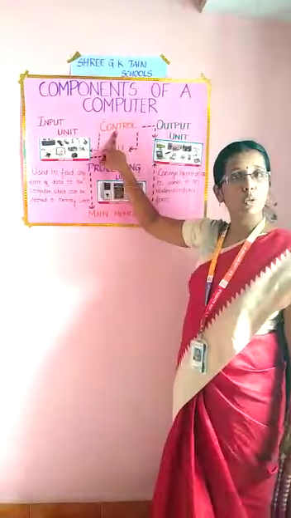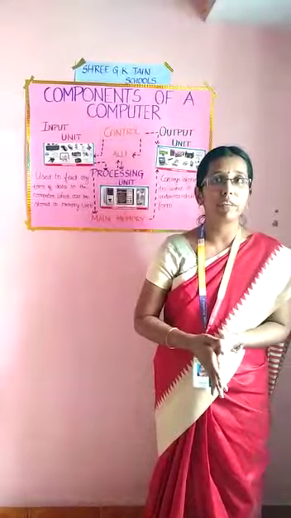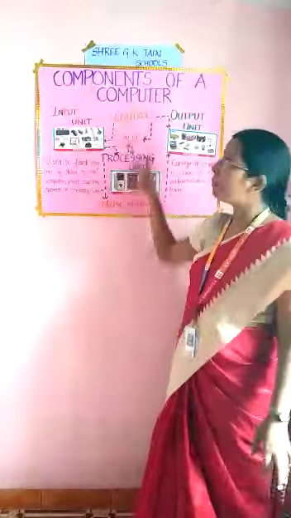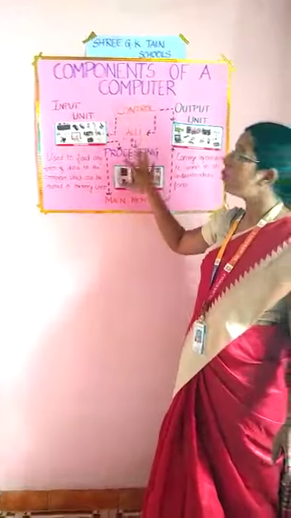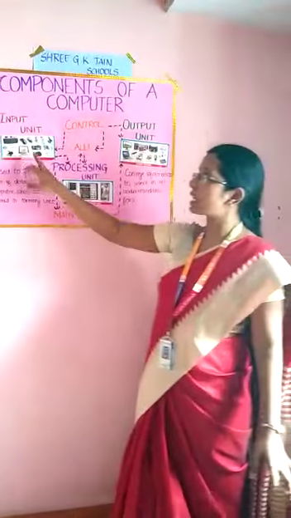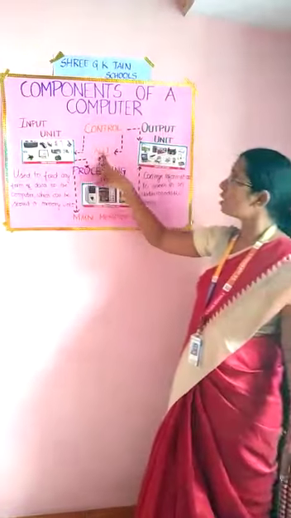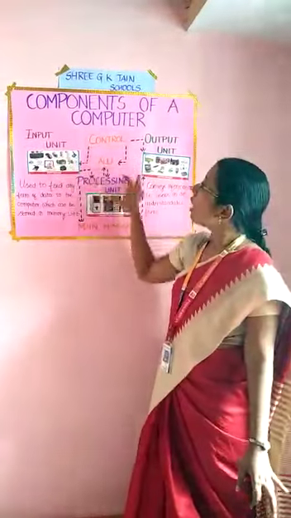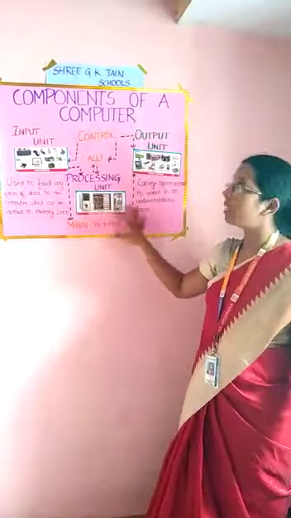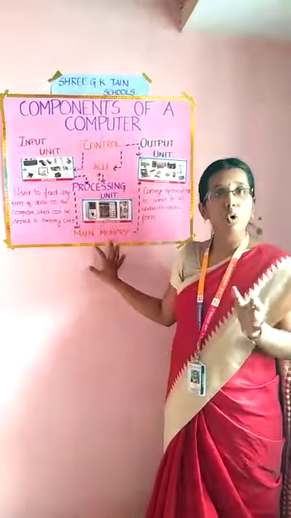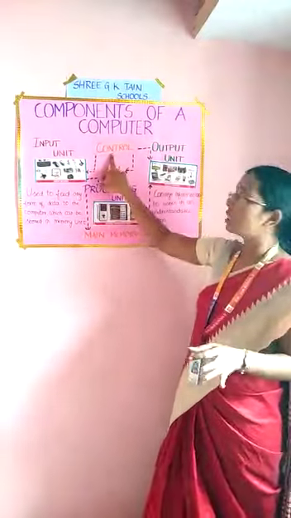And control unit, by the name itself you can identify that the controlling capacity of the processing unit lies in the control unit. So it will control all other processes in the computer. For example, input is given to the ALU, input will be given to the main memory. After processing, the output will be given to the output unit. So all the processes will be controlled and maintained by the control unit.